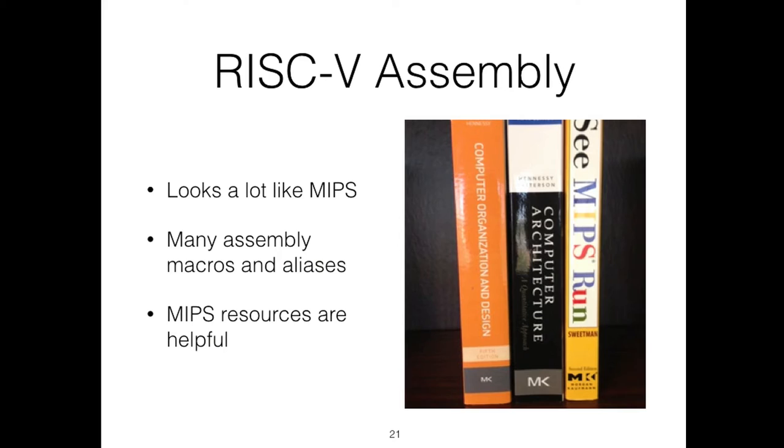So, sorry for the terrible picture, I'm not a particularly good photographer, but the two Hennessy and Patterson computer architecture books are good: Computer Organization and Design, and Computer Architecture: A Quantitative Approach. Especially if you're doing hardware implementation, these are good, but they also talk about the MIPS ISA. And then there's also See MIPS Run, which talks about the ISA, and also about how the Linux kernel interfaces with MIPS. So also a good guide.